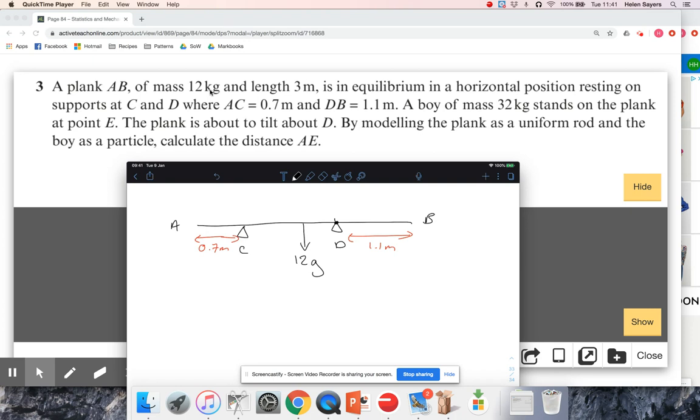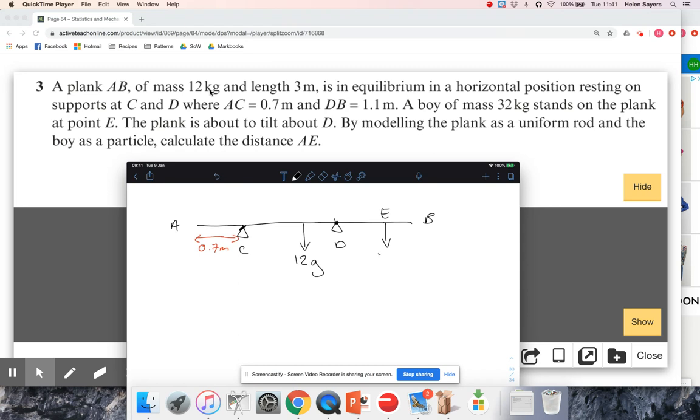Okay, so if we think about it, for that to happen, this boy must be standing somewhere between D and B. I'm going to get rid of that measurement for now, it's getting in the way a little bit. I'll relabel it if I need to. So he needs to be standing somewhere about there, because I know it's that end that's got to be going down, because the left-hand side can't come down because support C is in the way. So if this beam is about to tilt about D, it must be that the left-hand side comes up.